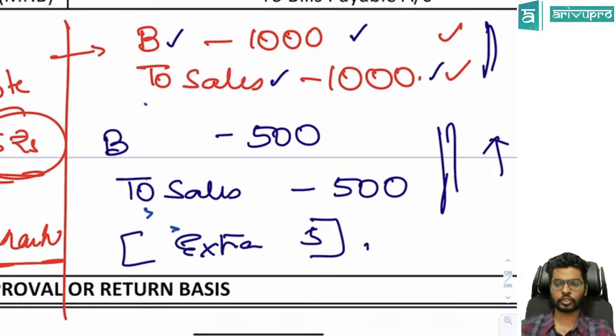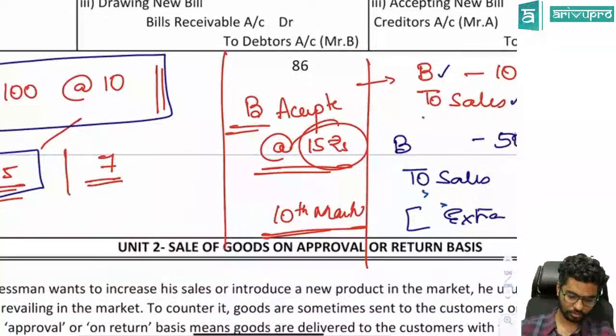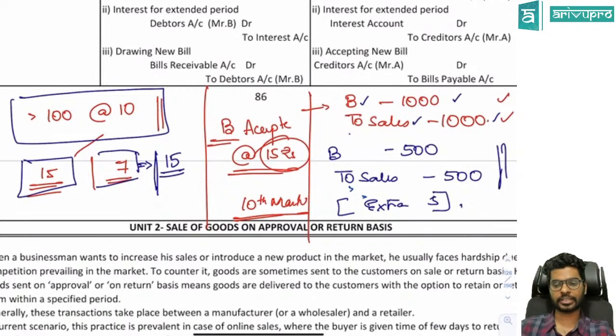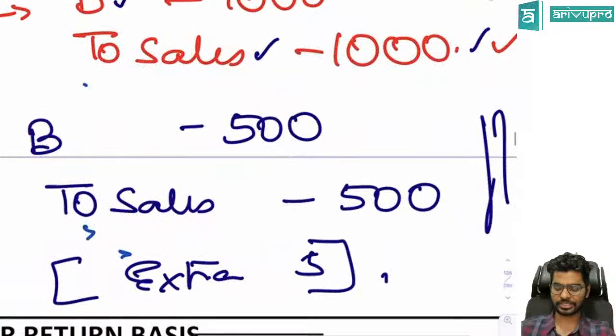But later you got to know that the sales he has accepted is at 15 rupees. Since I've already recorded at 10, the additional I have to record is only 5 rupees worth of sales. That's why I'll be recording it as B to sales 500, 500. Are you clear?